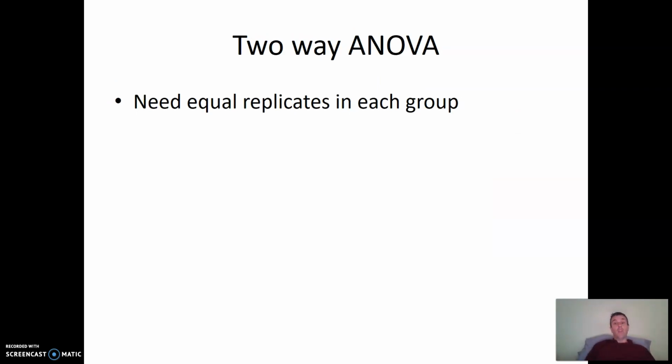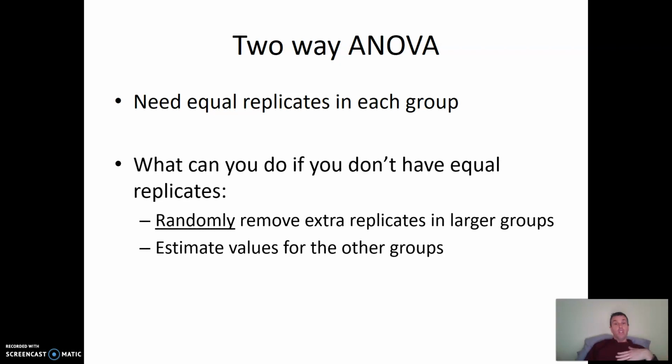But one of the requirements for a two-way ANOVA is that we need equal replicates in each group. So we were able to get away with unequal replicates in the one-way ANOVA because we just kind of selected all the replicates and Excel naturally ignored the empty cells. But for a two-way ANOVA, we absolutely have to have equal replicates because of the way this is all set up. Right? So what if you don't have equal replicates? Well, you can either randomly remove extra replicates in larger groups, or you can estimate values for the other groups to kind of make up the extra missing data points.